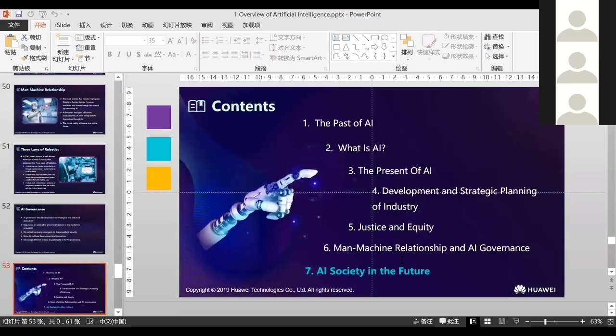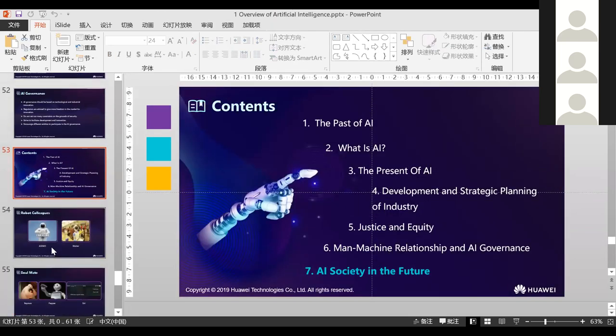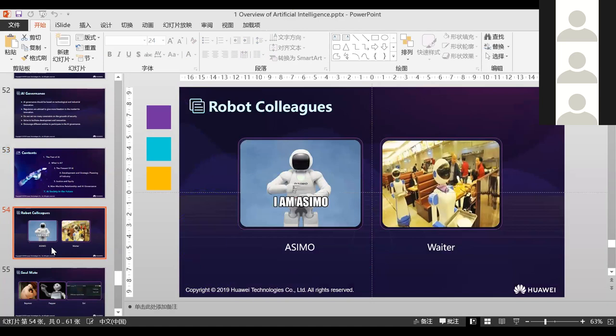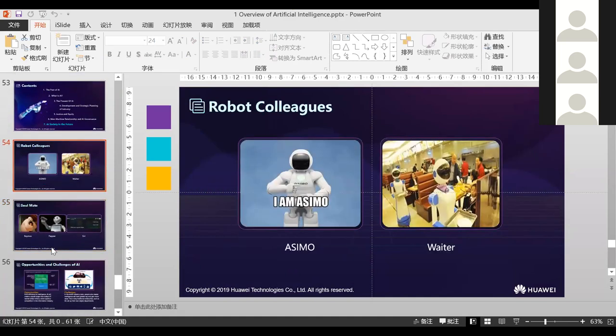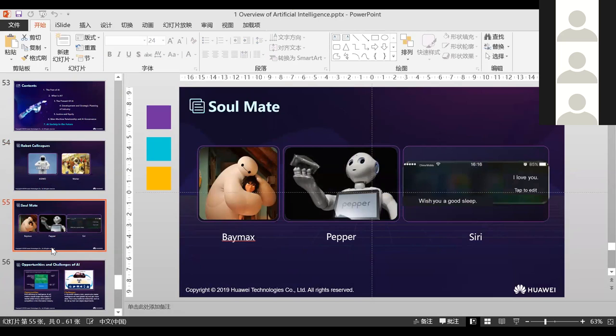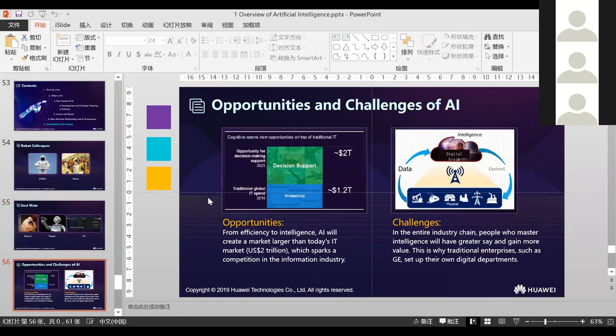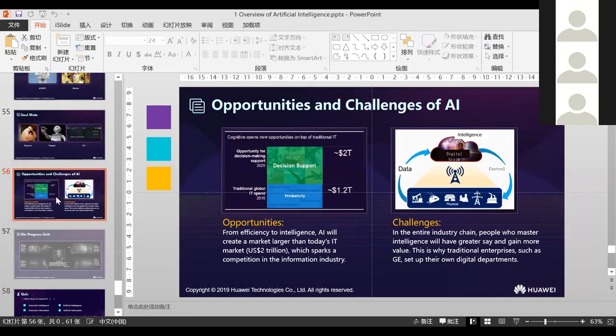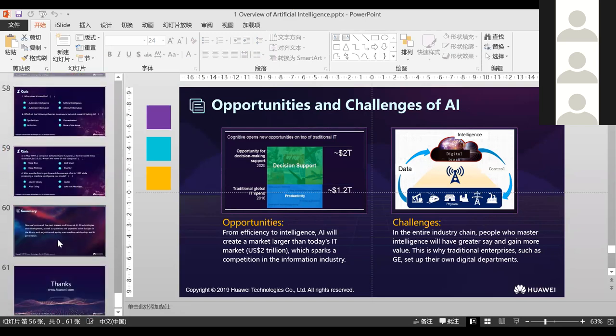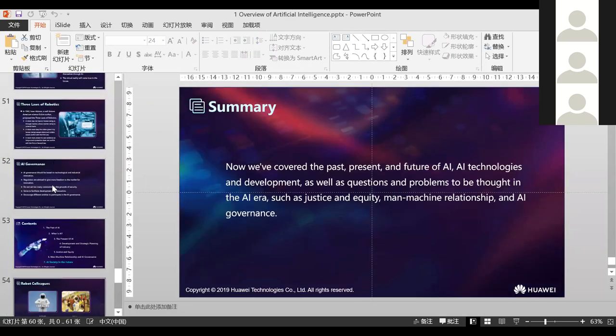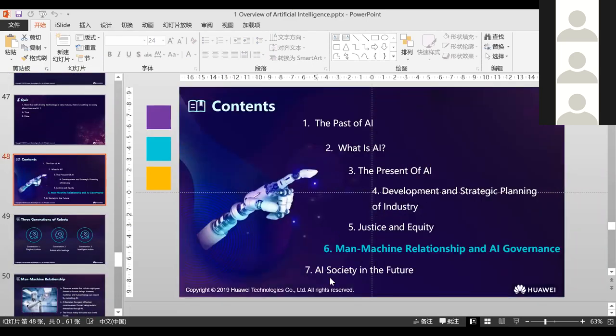And then the future of AI. We can all imagine the future of AI. We can have AI colleagues and soulmates, like Baymax in the movie, as well as the challenges of AI. And we get a lot of opportunities produced by AI. That is the last section. So that's all for the first chapter.